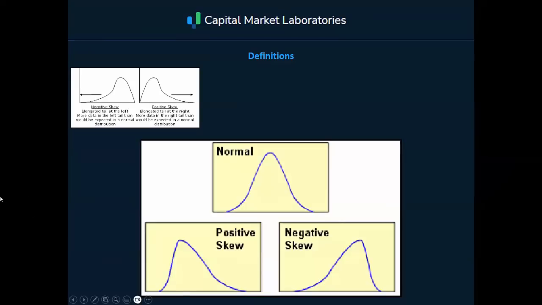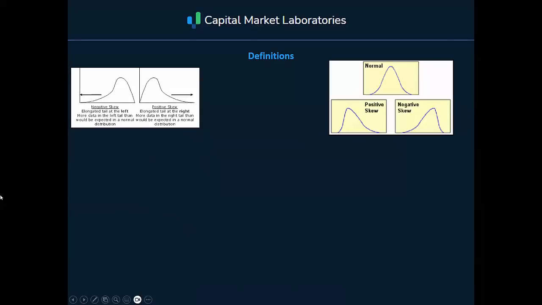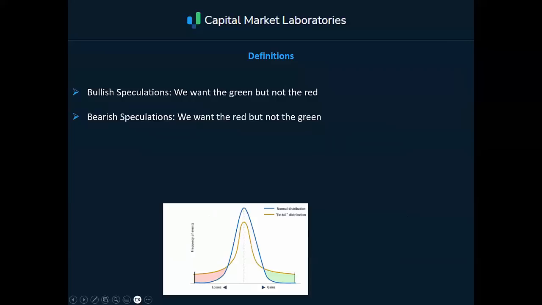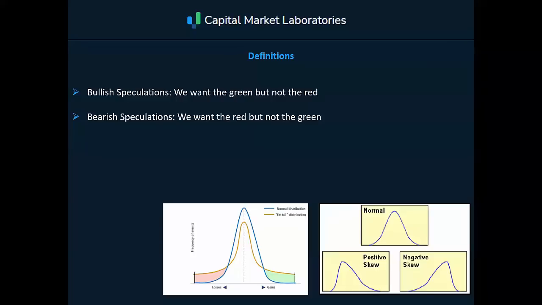All right. If that picture didn't work for you, I have one more picture for you. It's all three of them together. Blue is a normal distribution, green is a positive skew, and red is a negative skew. So these are my three illustrations of skew. Asymmetry. These are synonyms. All right, so let's talk about it a little bit. Remember I said in a bullish speculation, we want the green, but not the red. In a bearish speculation, we want the red, but not the green. And then we started saying, well, gosh, what if that means we kind of want an asymmetry maybe?